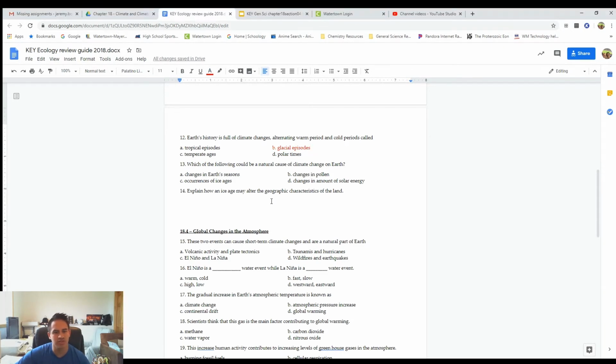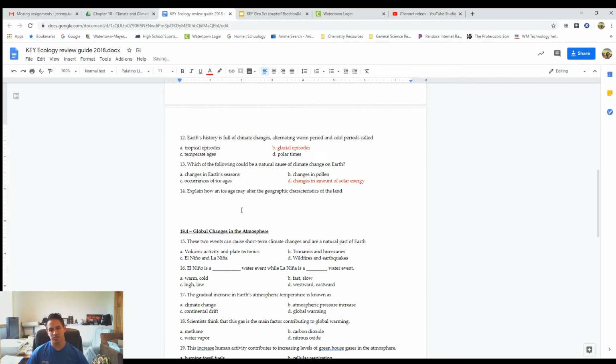Number 13, which of the following would be a natural cause of climate change on Earth? So we talked about different things that cause climate to change on Earth, whether natural or not natural. And this one would be changes in the amount of solar energy that we get. So remember that the sun's energy does fluctuate, so that can cause natural changes in Earth's climate over a long period of time.